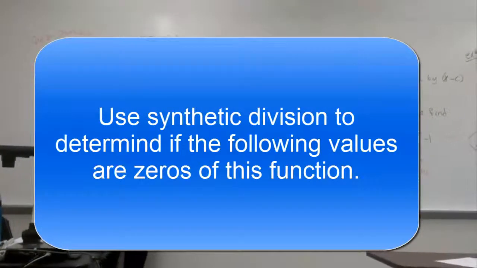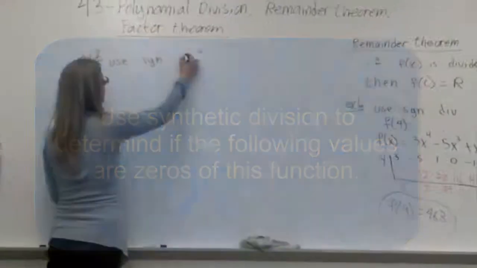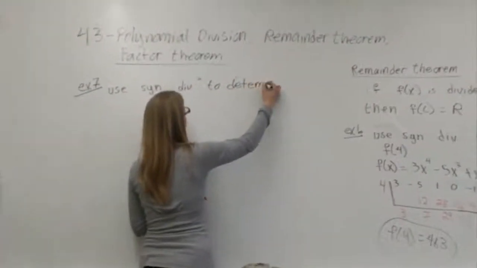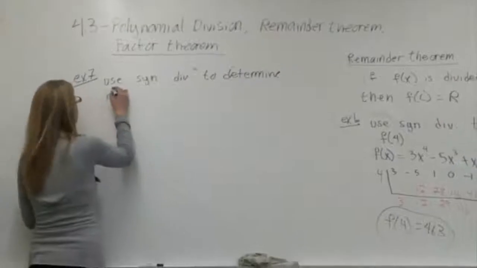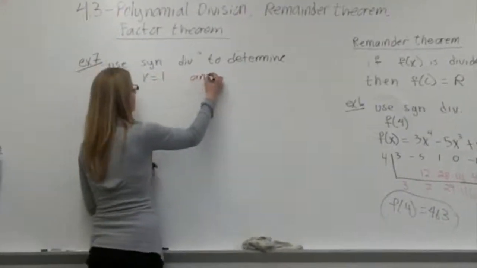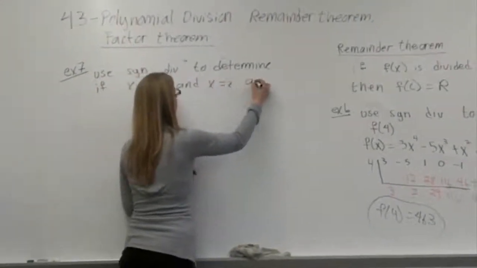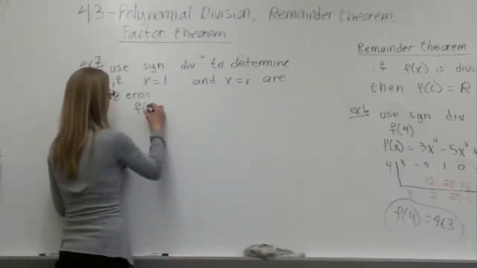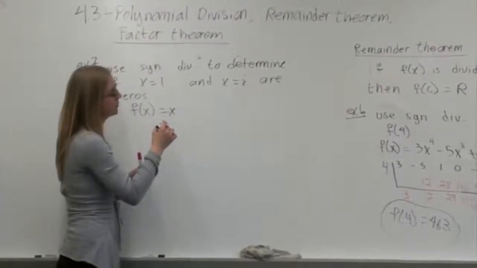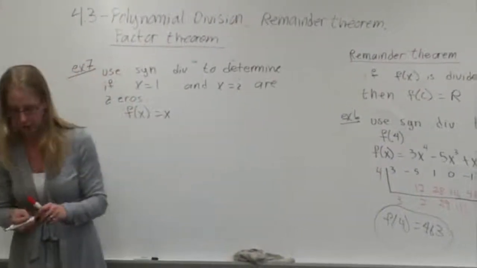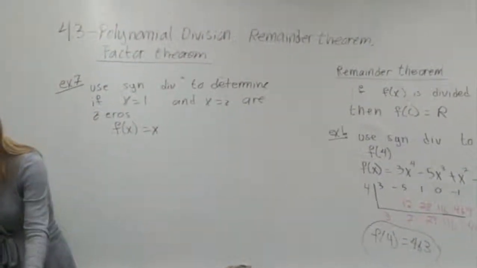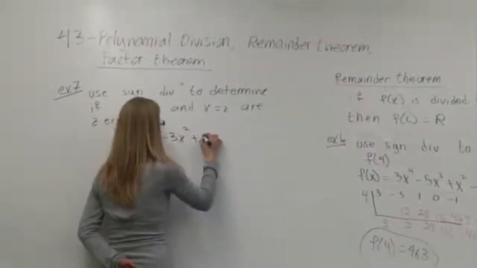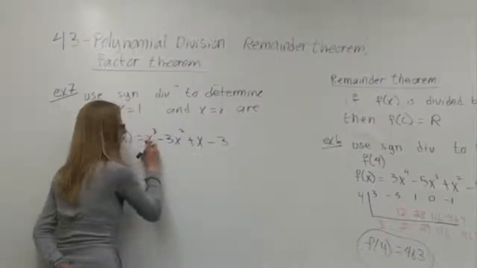Use synthetic division to determine if x equals 1 and x equals i are zeros of the function f of x is equal to... And I'm going to do one that we did earlier. I know we did this one earlier. Yeah. x cubed minus 3x squared plus x minus 3.